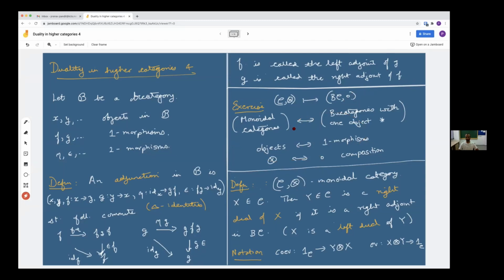And in fact, the data of a monoidal category is essentially equivalent to the data of a bicategory with a single object. So you can ask, if I start with a monoidal category C, I form this bicategory, and then I take a morphism in this bicategory, that's nothing but an object in C. What does it mean for it to have an adjoint? So here's a definition. If you take an object X in C, you say that it has a right dual if it has a right adjoint when viewed as a one morphism in BC. And you say that X is a left dual of Y if X is a left adjoint of Y when viewed as a one morphism in BC.